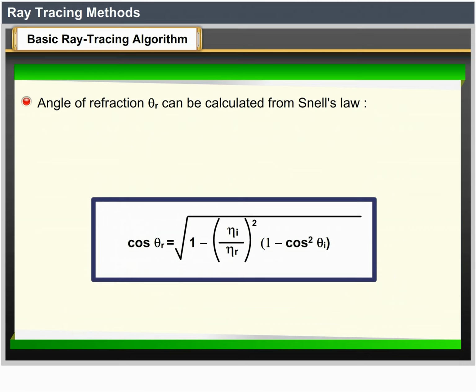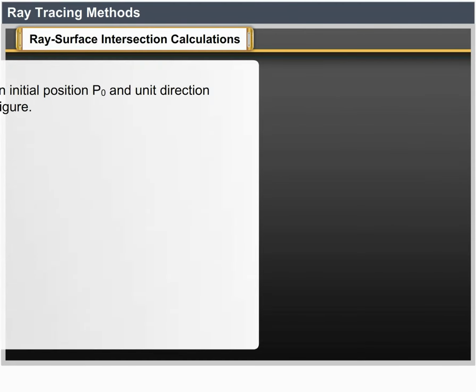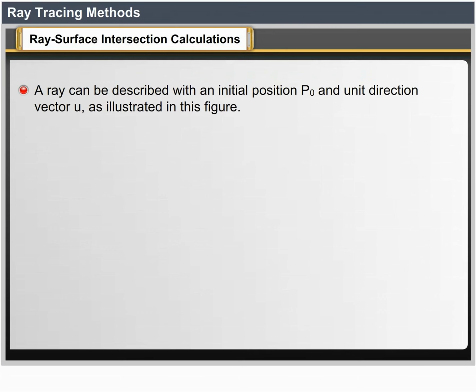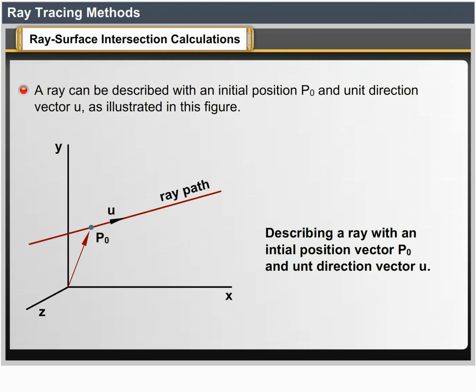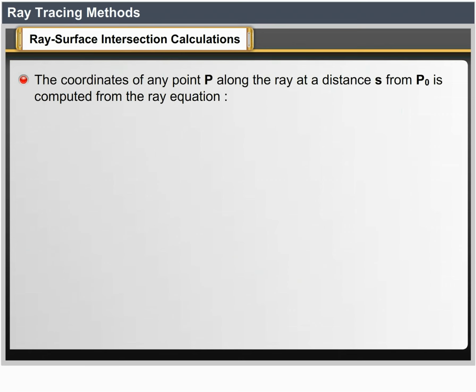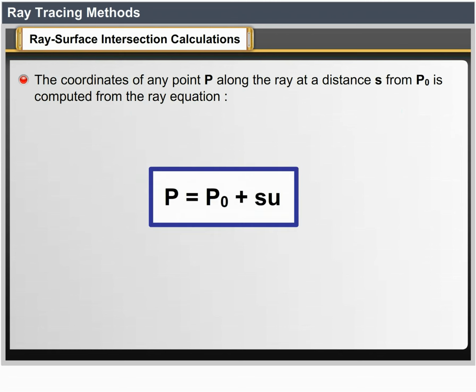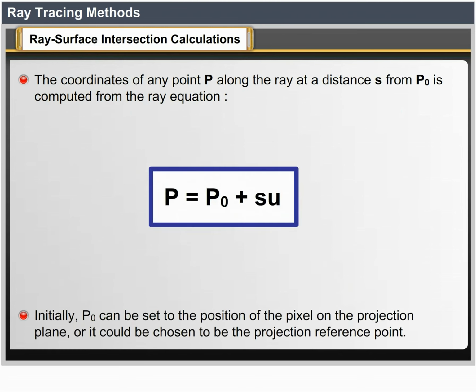Ray surface intersection calculations. A ray can be described with an initial position P0 and the unit direction vector U as illustrated in this figure. The coordinates of any point P along the ray at a distance s from P0 is computed from the ray equation P equals P0 plus SU. Initially, P0 can be set to the position of the pixel on the projection plane, or it could be chosen to be the projection reference point.